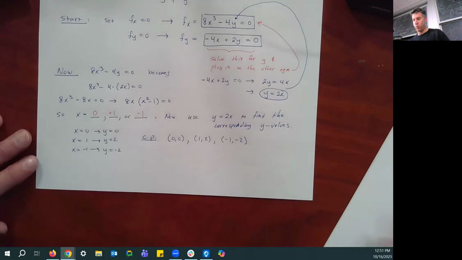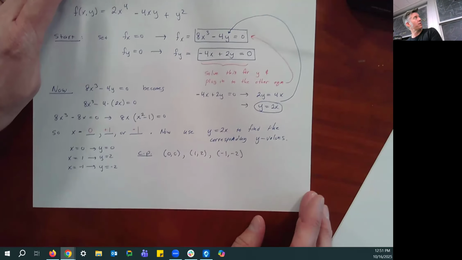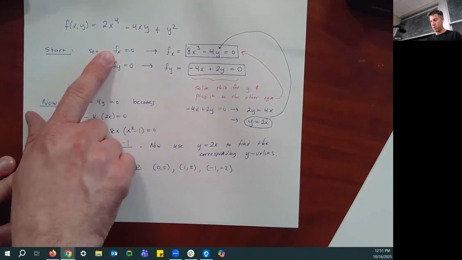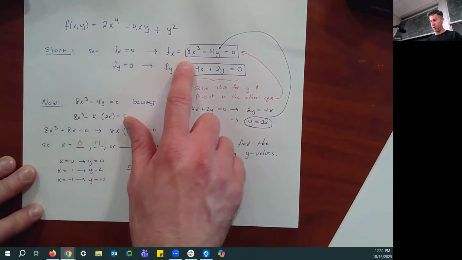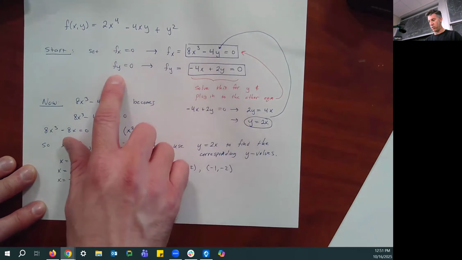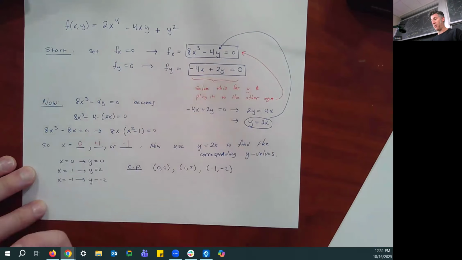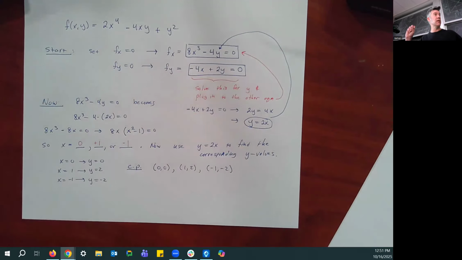Let's walk through what I've written so far and make sure we're all on the same page. Set the partials equal to 0. My fx partial was 8x cubed minus 4y. My fy partial was negative 4x plus 2y equal to 0. I decided to work with the one that felt easier, and typically that's the one that has linear or lesser powers. If you're not sure, try picking the one with lower powers of x and y. It's usually a good bet.